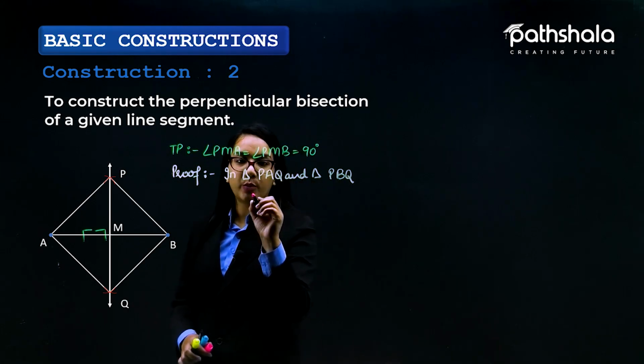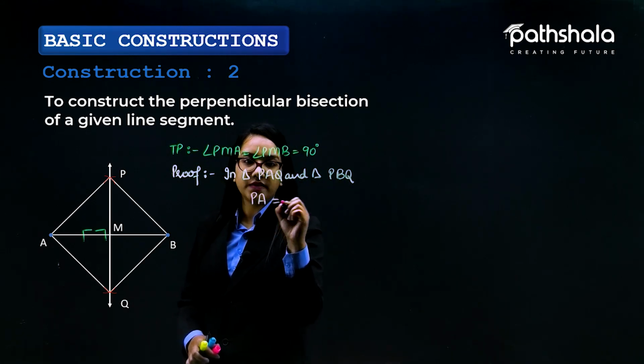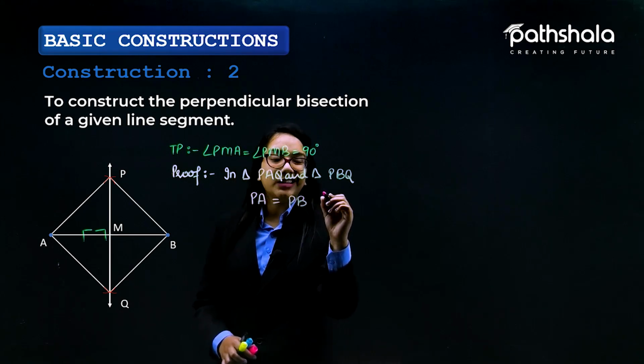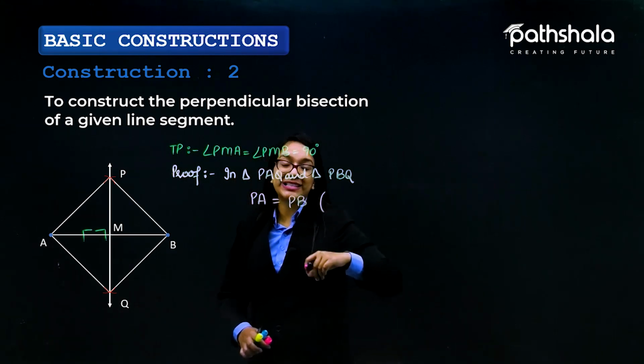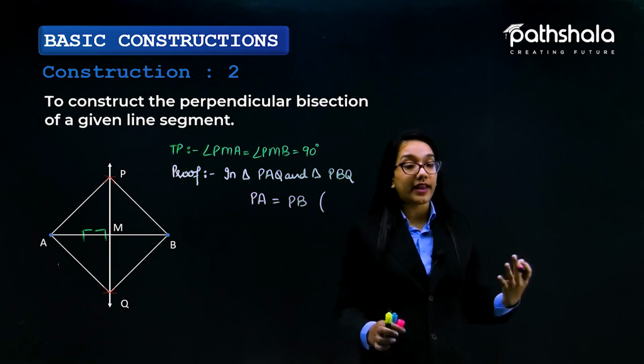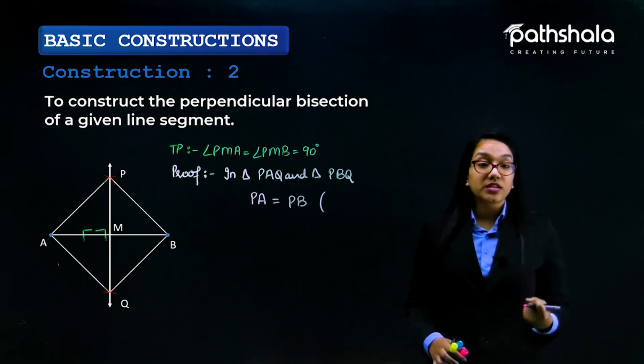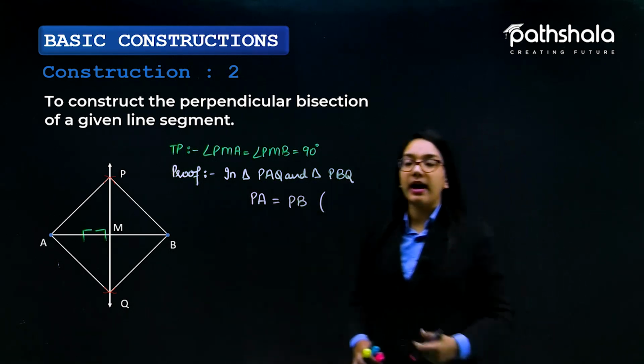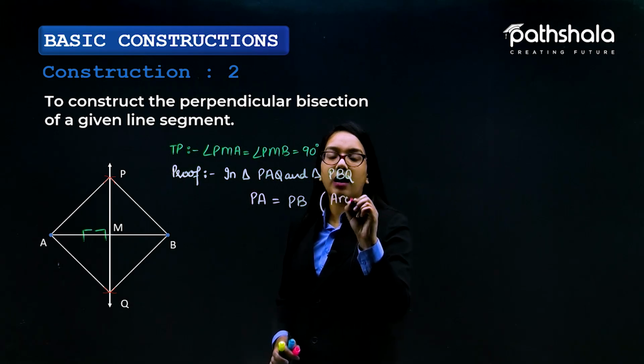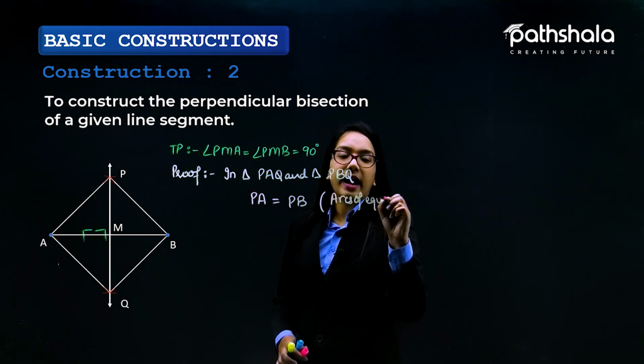First of all, let us suppose I'm saying PA is equal to PB, because I can say these are equal arcs, or else I can write it as the arcs of equal radii, because they are nothing but the arcs of equal radii.